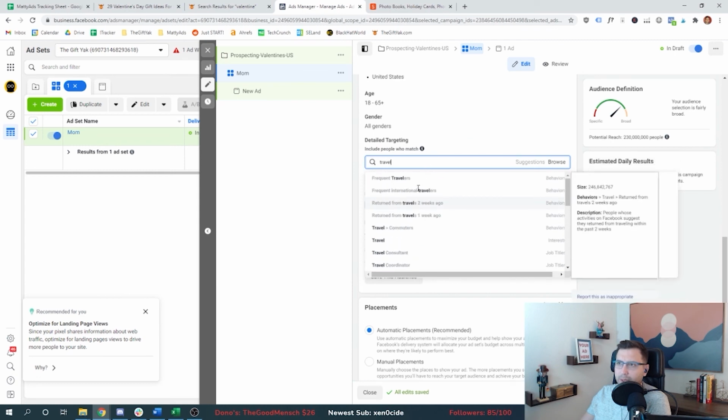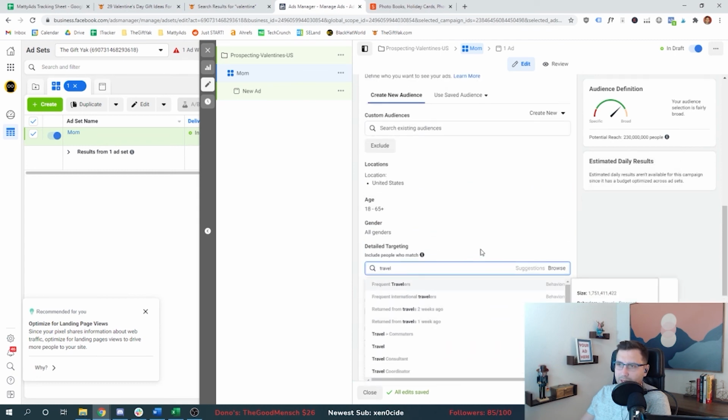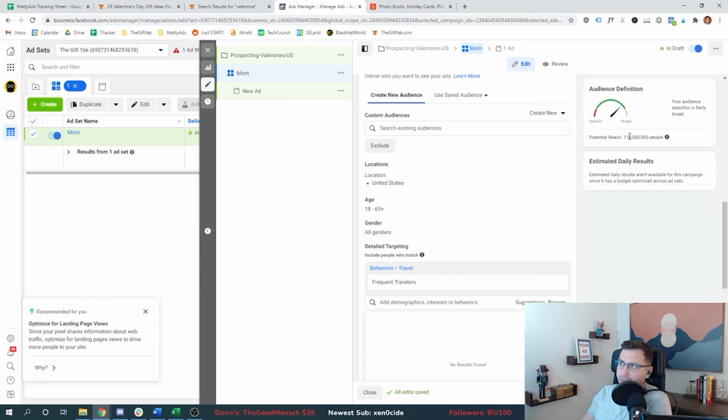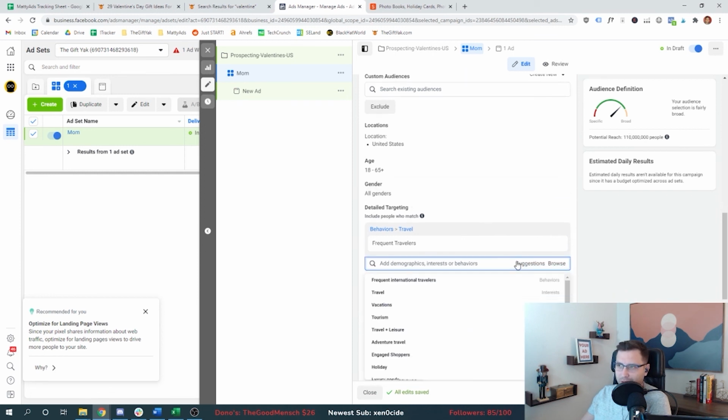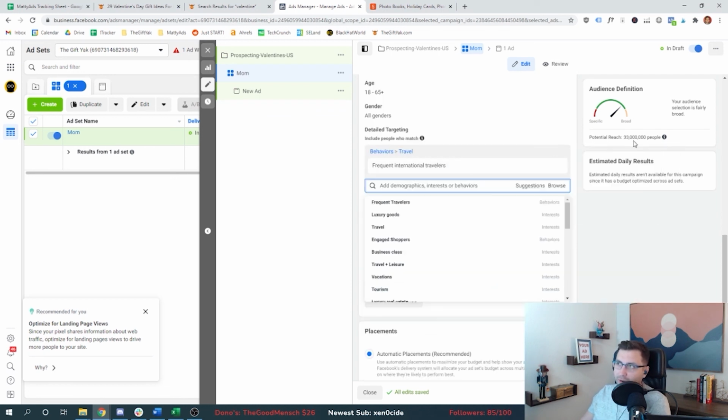So let's type in frequent travelers. Let's say that's the one we wanted to go with. That's got 110 million people, so that's huge. It's probably too big. Let's click this suggestions button. What about vacations? That's a better targeting layer than travelers. Tourism probably falls into that same aspect. So this frequent international travelers is pretty good, right?